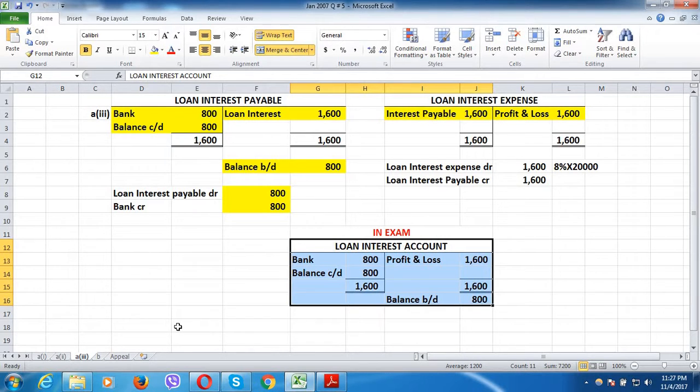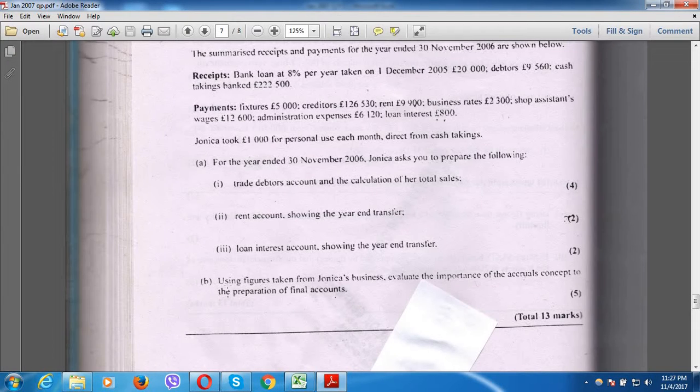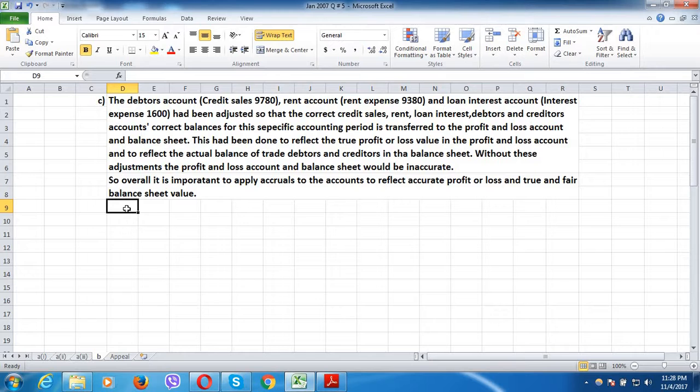Clear? Next, in part B, it was asked that, using figures taken from Jonika's business, evaluate the importance of the accruals concept to the preparation of final accounts. Let us see how I have answered this question.